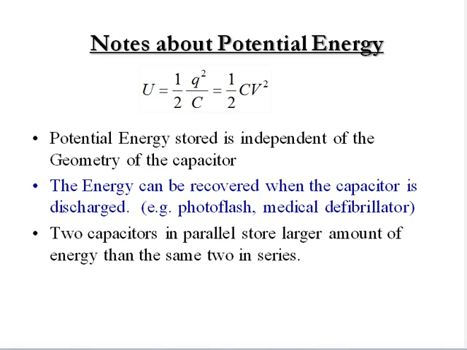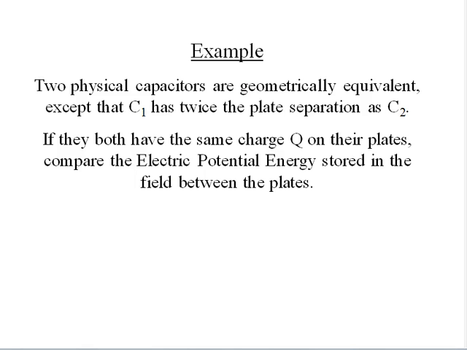We'll also talk about capacitors in parallel and capacitors in series, and we'll see that two capacitors in parallel will store a larger amount of energy than two in series. So let's look at an example of two physical capacitors. They're geometrically equivalent, but capacitor 1 has twice the plate separation as capacitor 2. So we're going to consider an example where they have the same charge, Q, on their plates. And what we want to compare is their electric potential energy stored in the field between their plates.